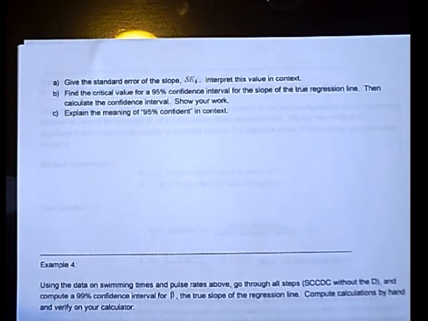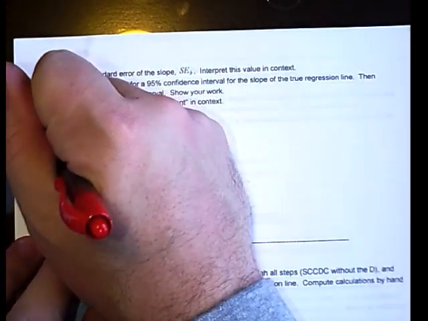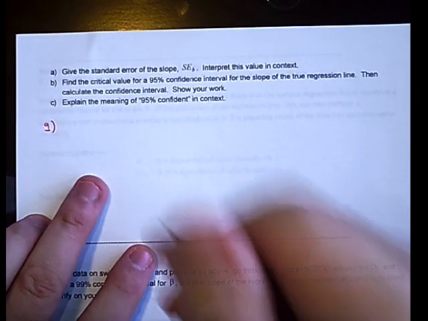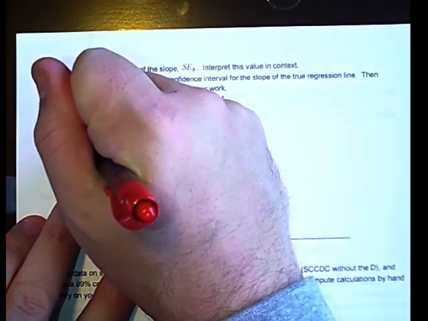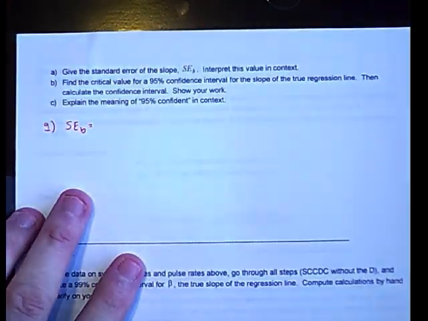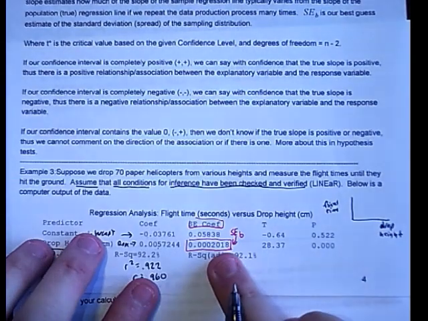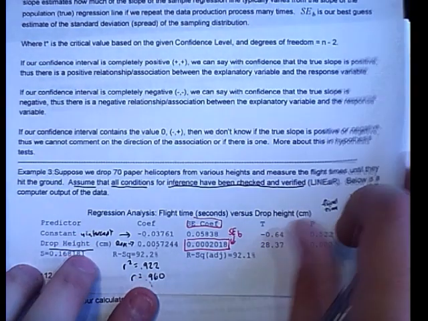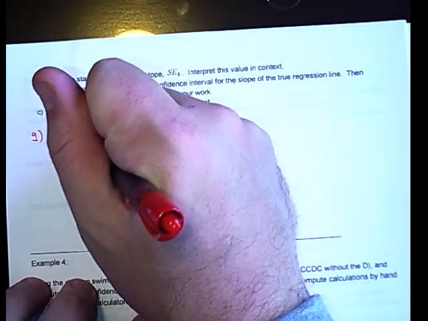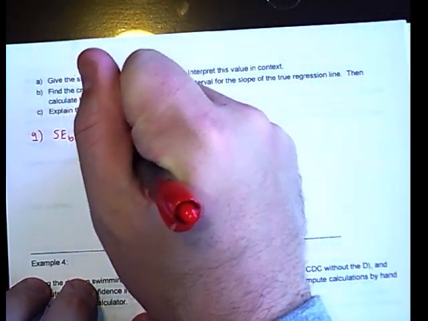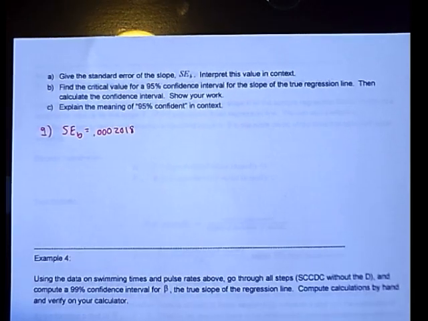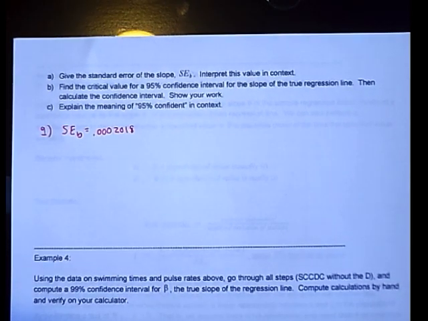Okay, so let's answer these questions. Part A. It says, give the standard error of the slope, SE of b. So SE of b here is that number we have right here, 0.0002018. Okay. But I have to give a meaning of that.